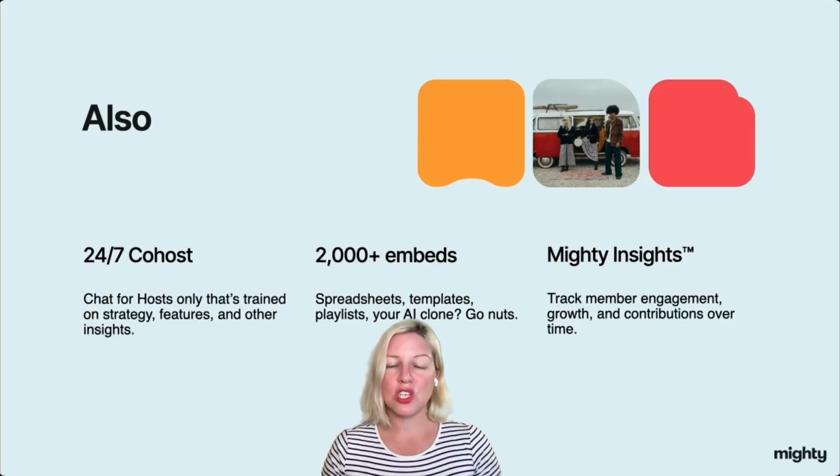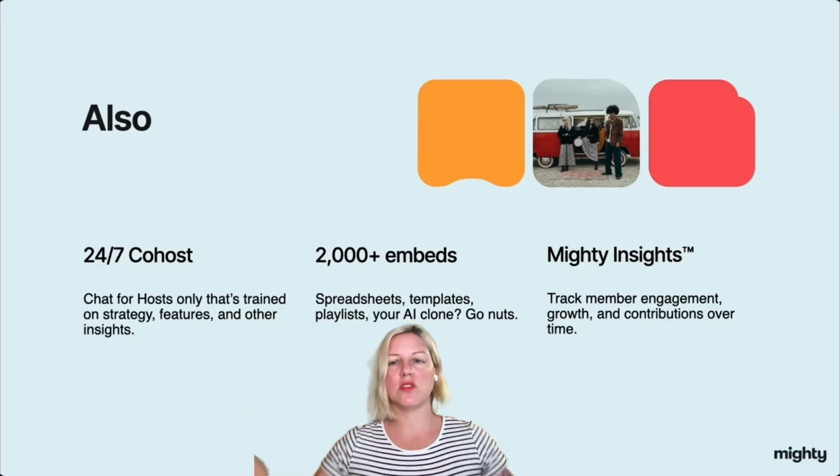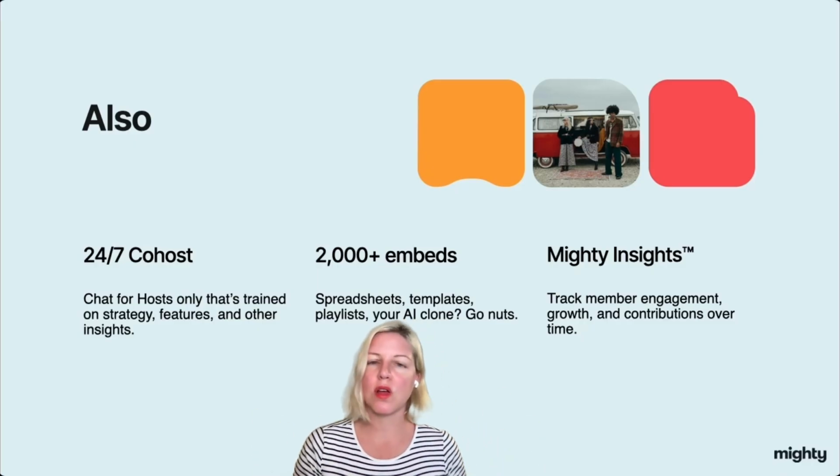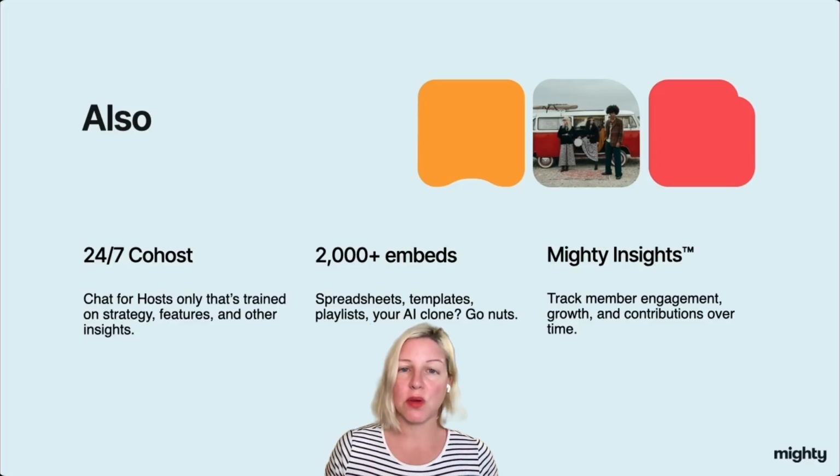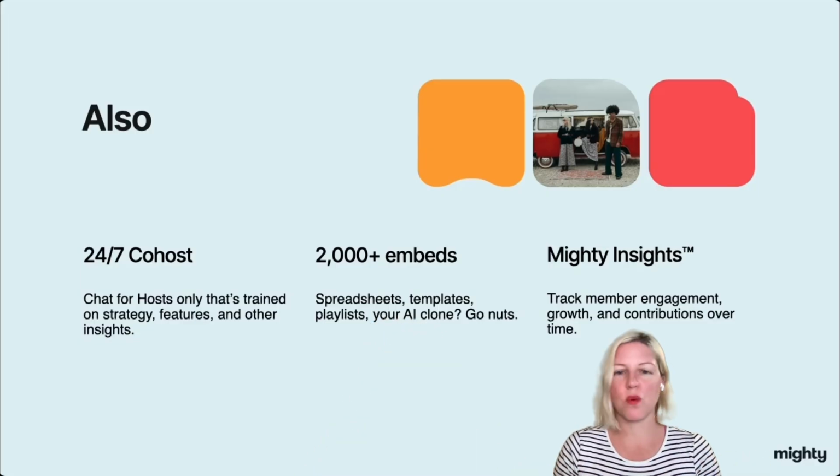So one reason to choose the business plan could be if you're using lots of other apps and services and you want them all to work with your Mighty Network, you might want to leverage that Zapier integration to make it so. And finally, how's it all working?